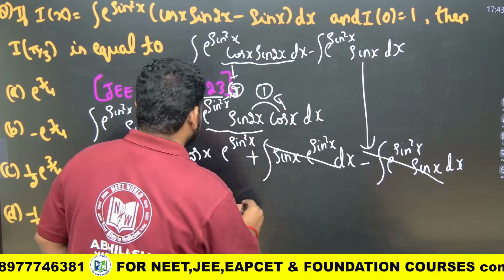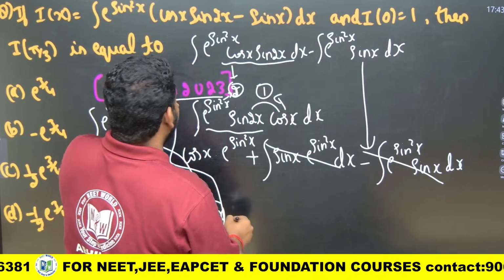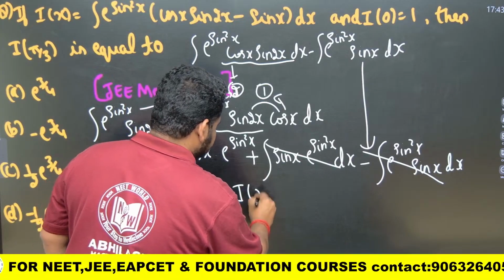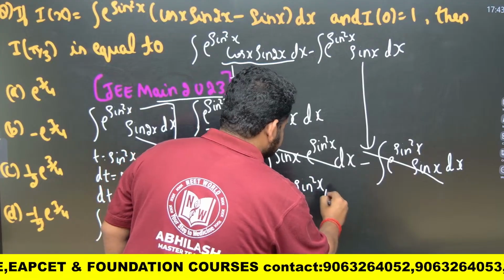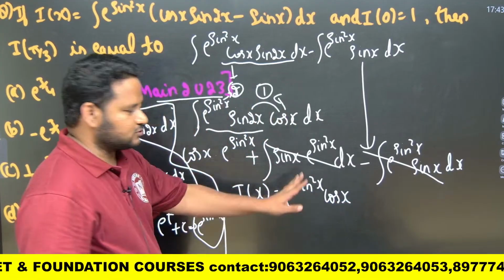So, I will be left with what? This entire thing, that is I of x. I am left with e power sin square x cos x. I am left with e power sin square x cos x for I of x.